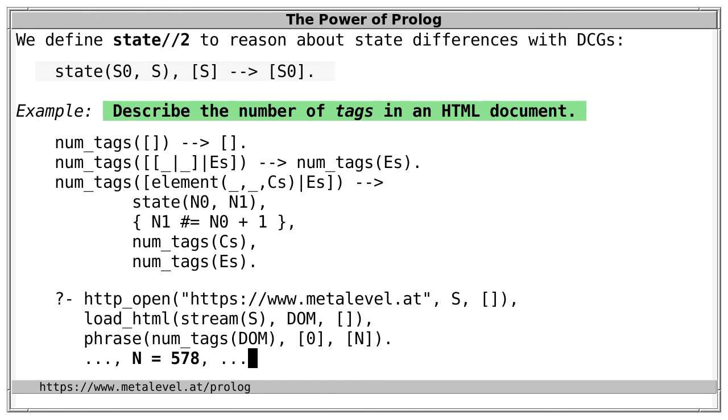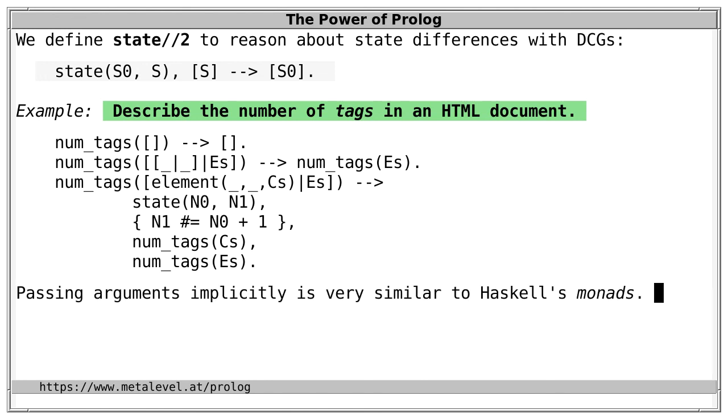So in this way, we can count the number of tags as a relation between states from n0 to n, using a DCG to describe the state differences implicitly. And as mentioned, we can do more than counting, because we can truly ask for the relation between n0 and n. So also the initial state is now a variable.